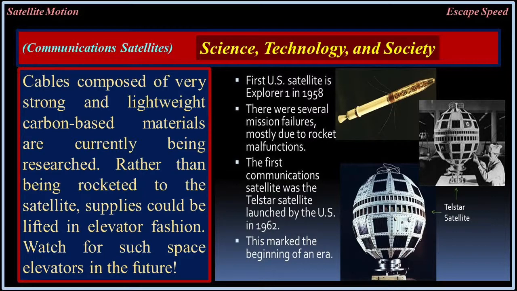Here's some information on early United States satellites. The first U.S. satellite was Explorer 1 in 1958. It was an answer to Sputnik, which was a Russian satellite launched in October of 1957. There were several mission failures, mostly due to rocket malfunctions. The first communication satellite was the Telstar satellite launched by the U.S. in 1962. This marked the beginning of an era.